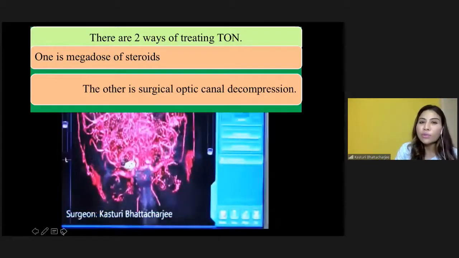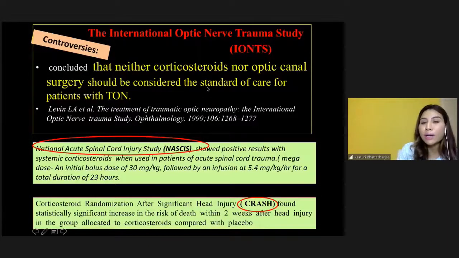But very interestingly, two decades back, the International Optic Nerve Trauma Study, a multicentric study, concluded that neither steroid nor optic canal surgery should be considered the standard of care for patients with traumatic optic neuropathy. So this has led to a very big controversy: whether we need to observe this patient, whether we treat them only with steroids, or whether, in spite of a bony segment impinging upon the optic nerve, we should go ahead with the surgery.